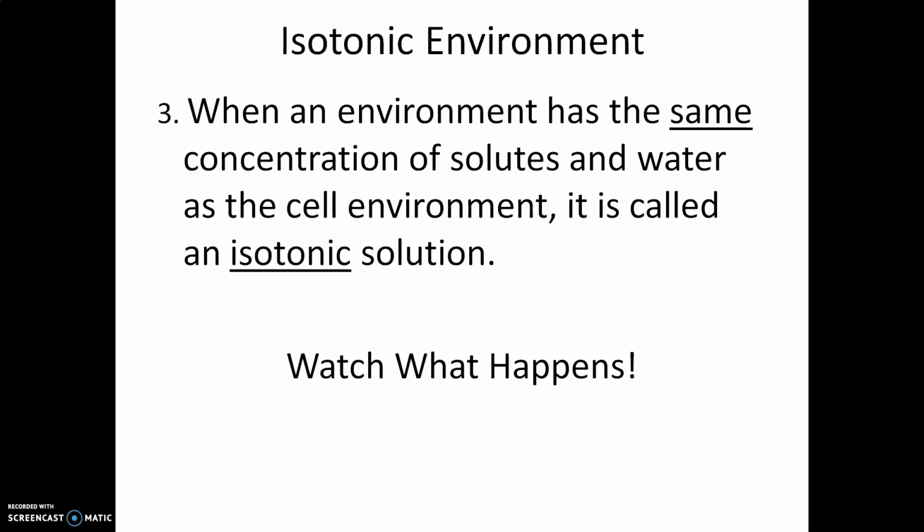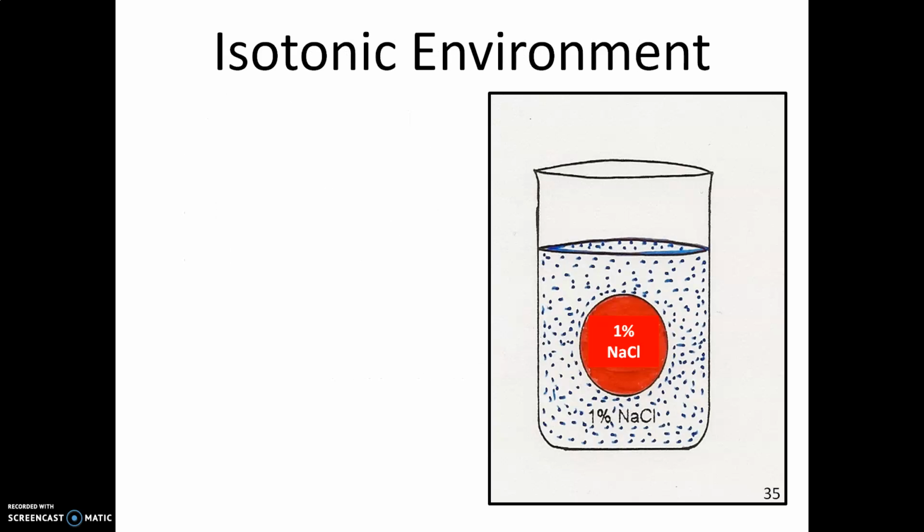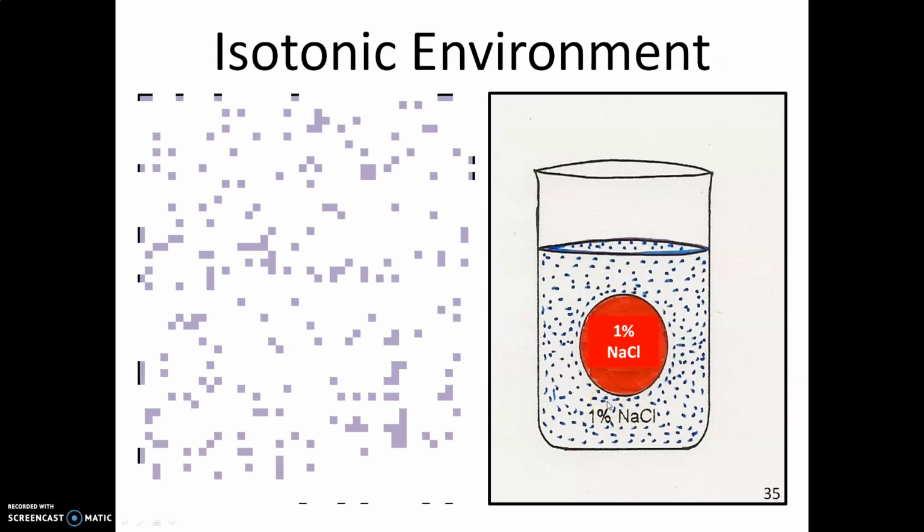Our last type of environment is called an isotonic environment. And iso, that prefix, means same. So when an environment has the same concentration of solute and the same concentration of water, we call it an isotonic environment or an isotonic solution. So here's how this happens. We have our beaker. We have 1% salt inside the cell, 1% salt outside of the cell in the environment. So they're equal. So they would both be 99% water. So there is no high, there is no low.